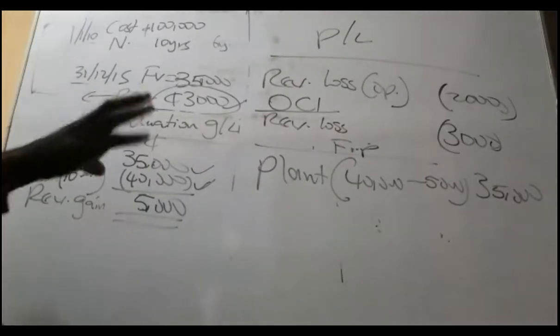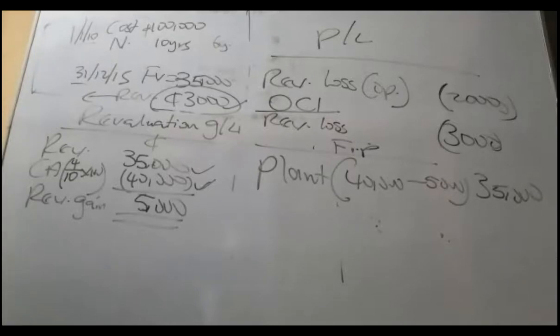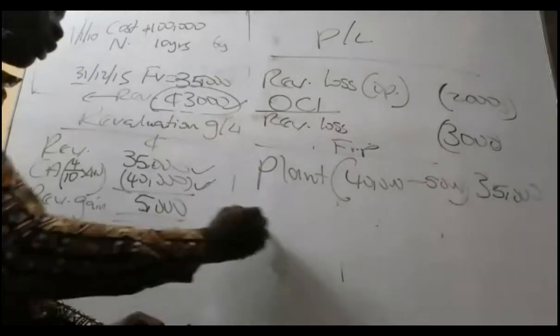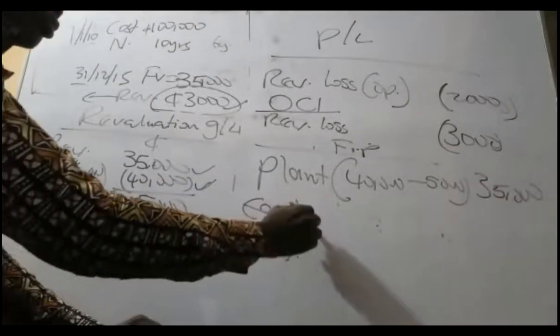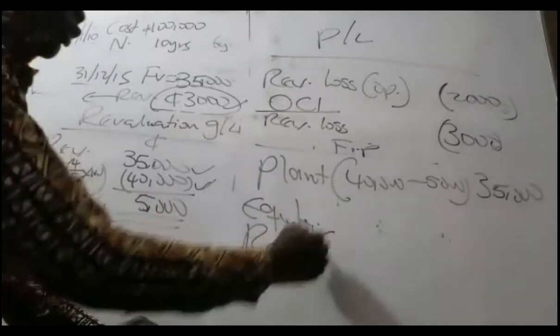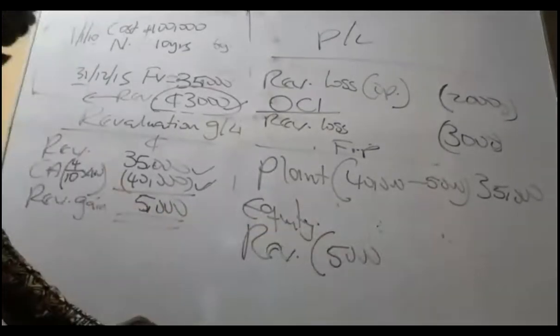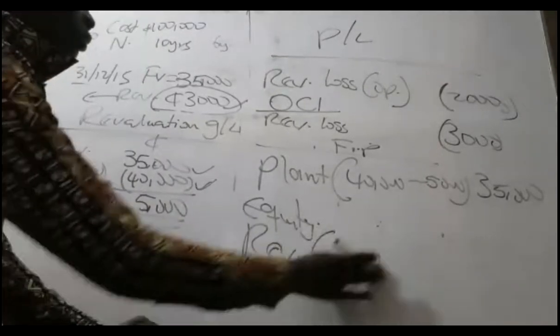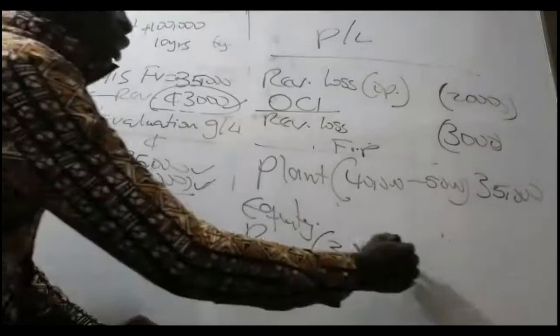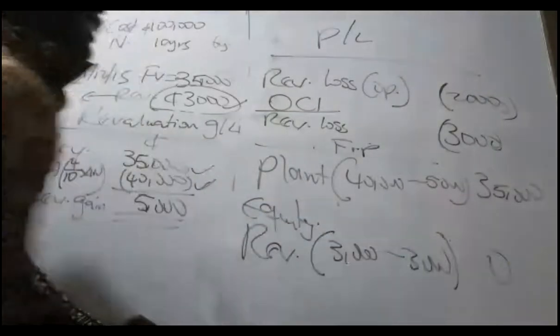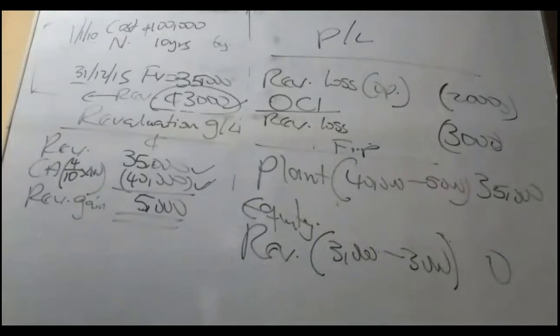Why? Because out of the 5,000, a portion has been released to the OCI. So what will the revaluation surplus balance carried forward in the financial position under the equity section be? The opening balance was a 3,000 gain. Then we release a 3,000 loss to it. So therefore the balance is zero, nil. That is it. I hope we achieved our aim.